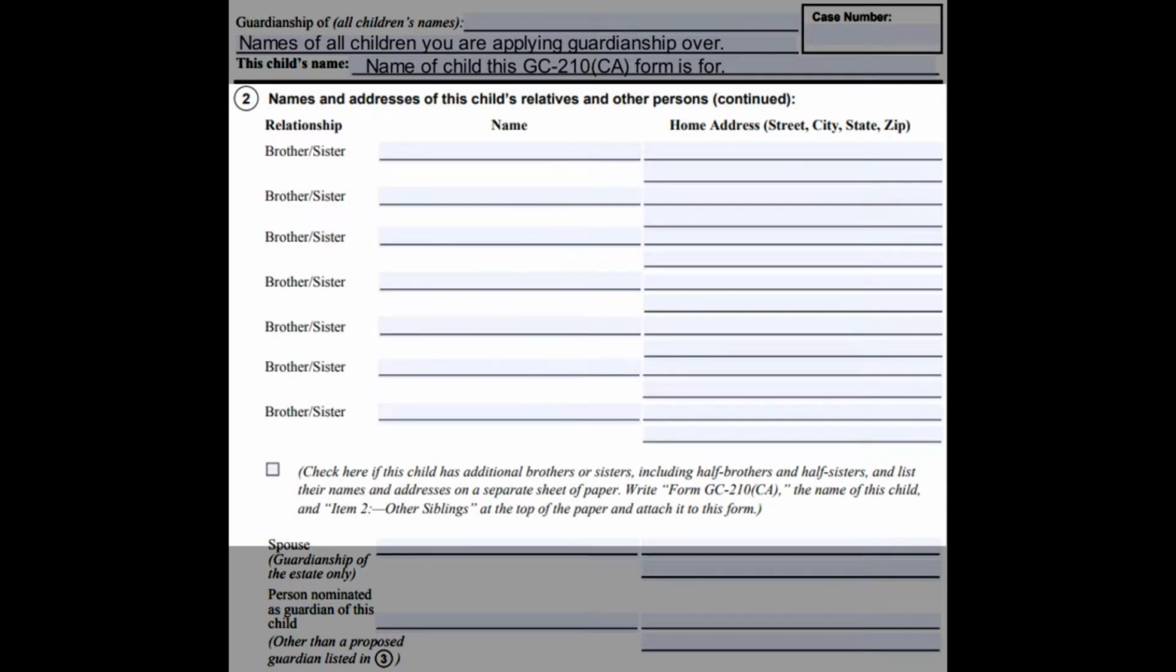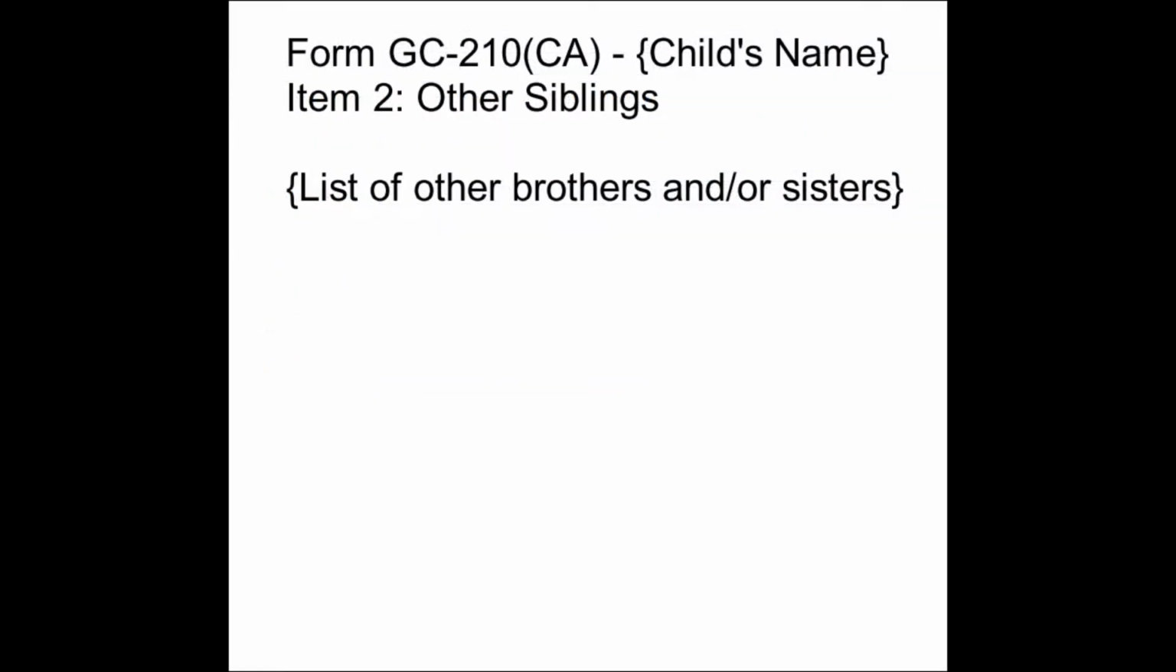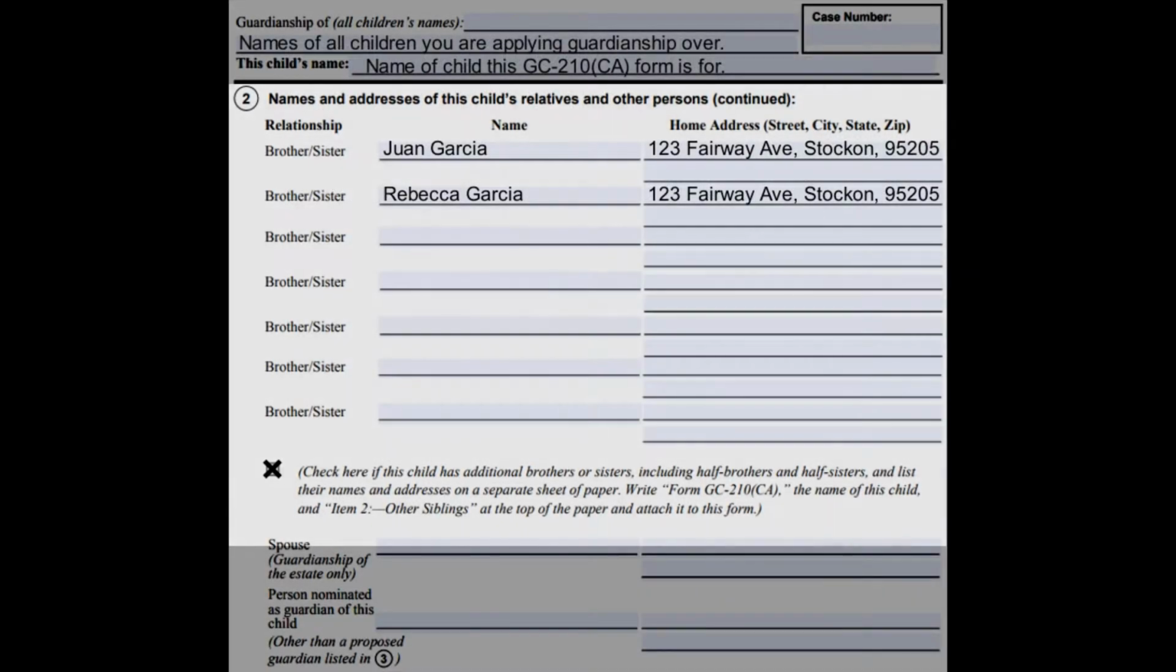Write down the name and address of any brothers or sisters the child has. If the child has more brothers or sisters than the area provided gives, or has half-brothers or half-sisters, attach a separate sheet of paper with their names and addresses on it, and title the paper Form GC210CA Item 2, Other Siblings.